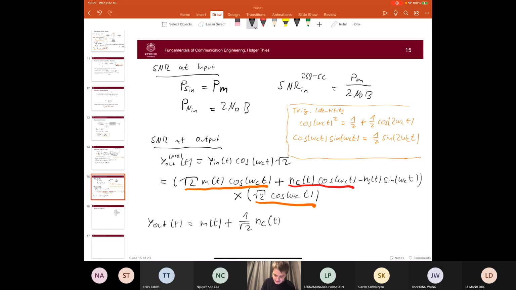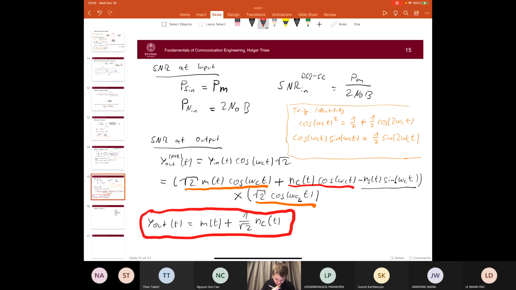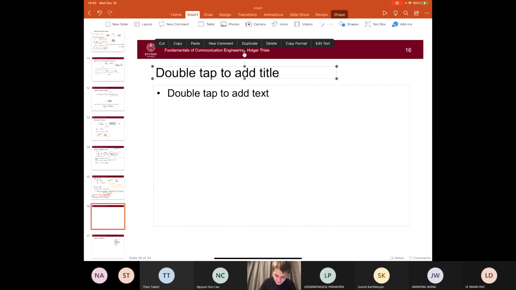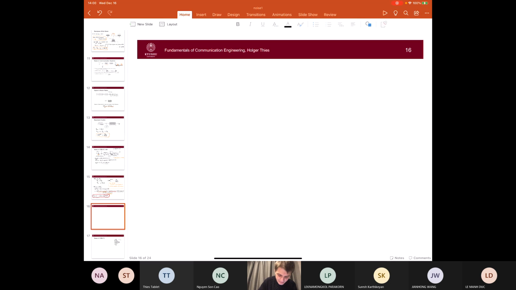And what happens with the last component? Let's look at this component too. This is sine omega ct times cosine omega ct. So if we multiply this by this, we get sine times cosine, which will just be 1/2 sine 2 omega ct, and this has frequencies much higher than those that we filter out. So this will disappear completely. So as our output message signal after filtering, we will get this expression, right? So y out is m of t plus 1 over square root of 2 times the cosine component of the noise. Okay, so let me write this again.